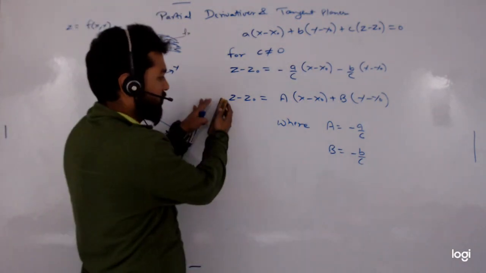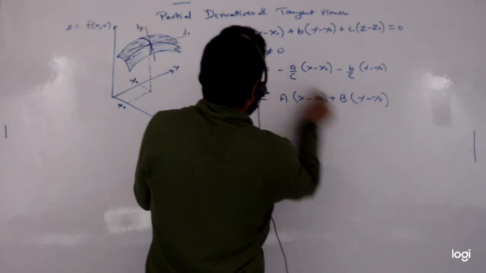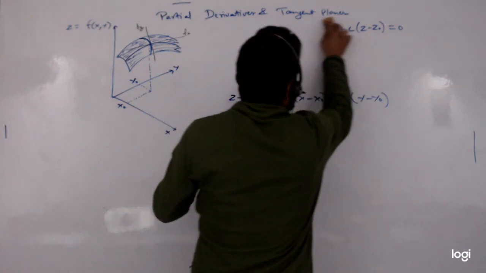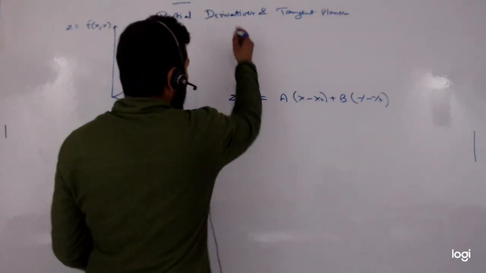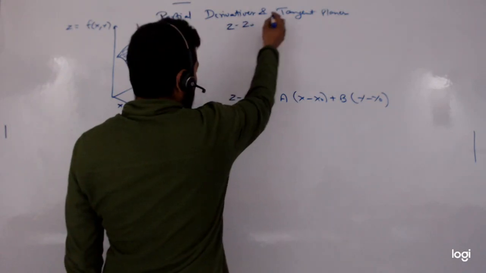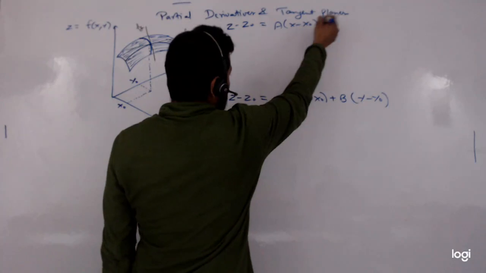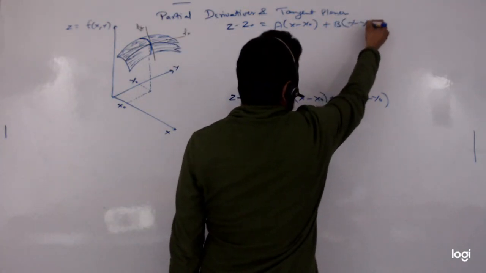So this is what we're going to look at from here. Let me write this one on the top: z minus z naught equal to a into x minus x naught plus b into y minus y naught.